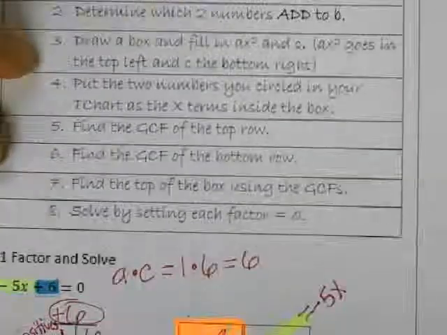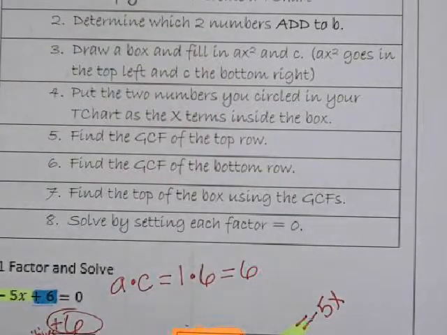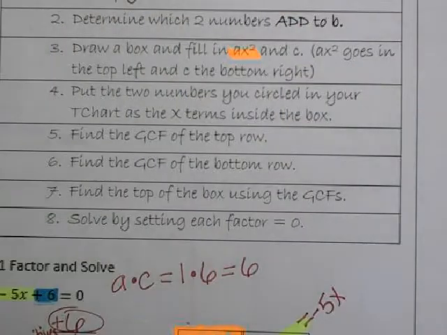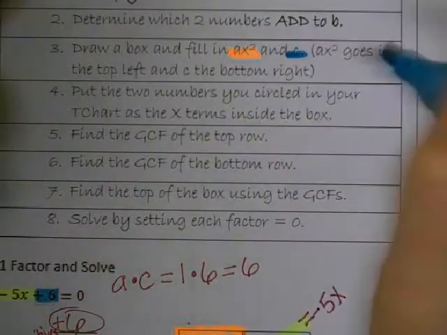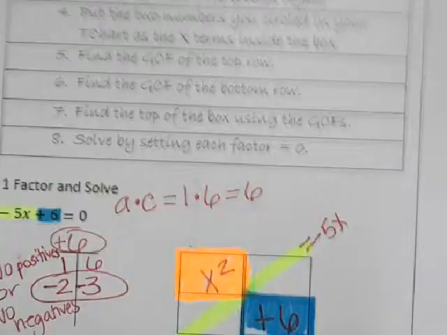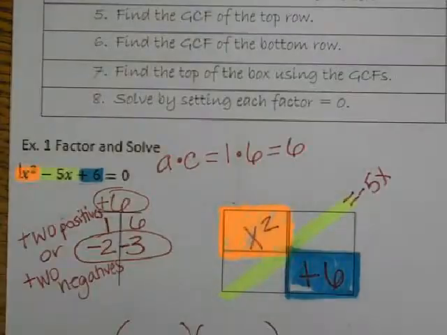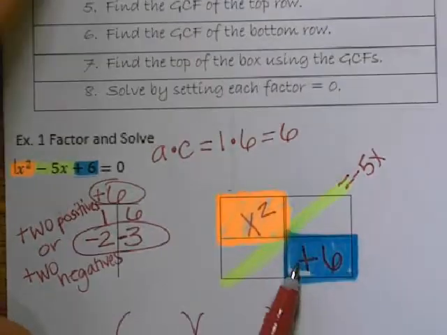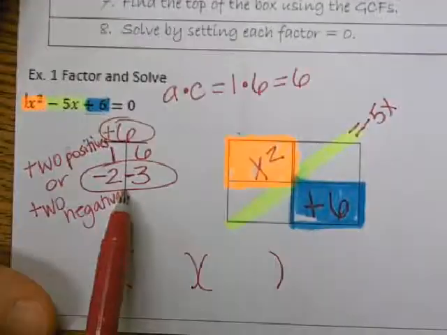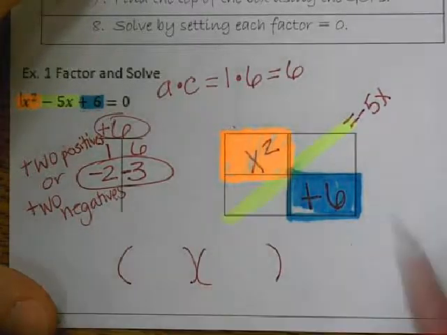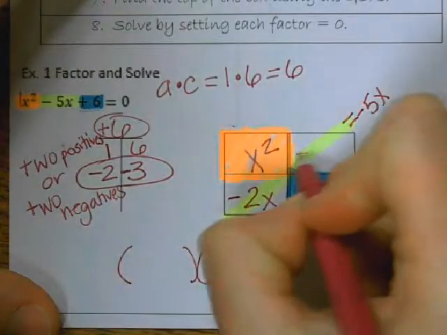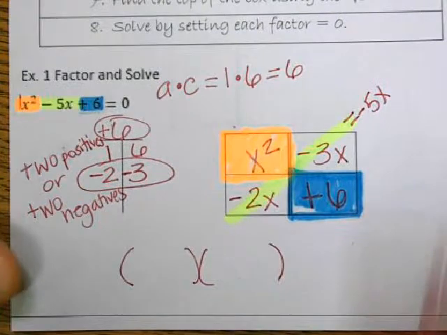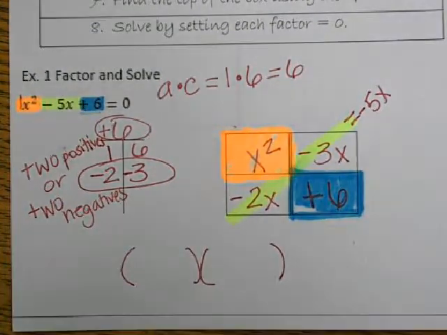Now you're going to draw in a box, and you're going to fill in ax squared and c. Okay, so ax squared we said was orange, and c was blue. I showed you how to do that before we did anything, and that can also always be your first step. You don't have to multiply a times c to start with. You could do what I just did. Now you're going to put the 2 numbers you circled in your t-chart as the x terms, the yellow terms in your box. So negative 2x and negative 3x. Okay, does negative 2 plus negative 3 make negative 5? Yes. And so now you're just going to find the GCF of each of those parts on your box.